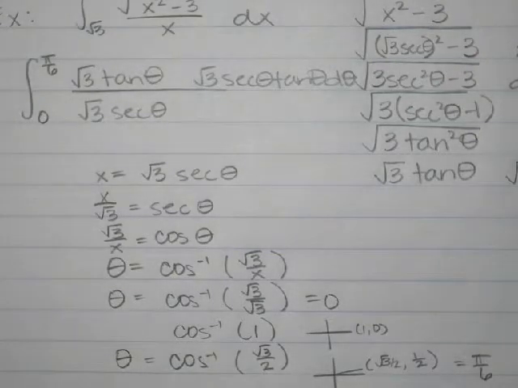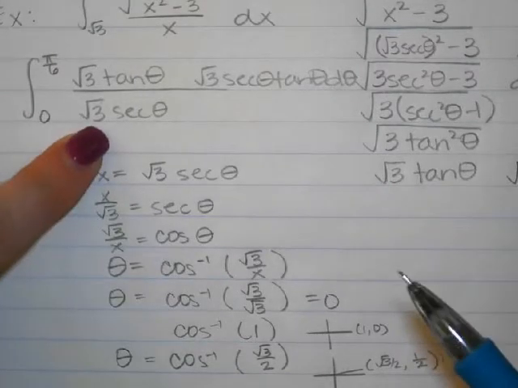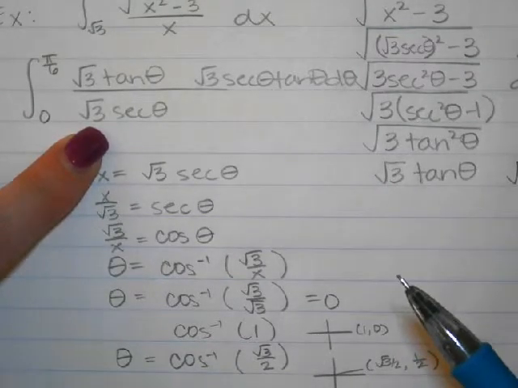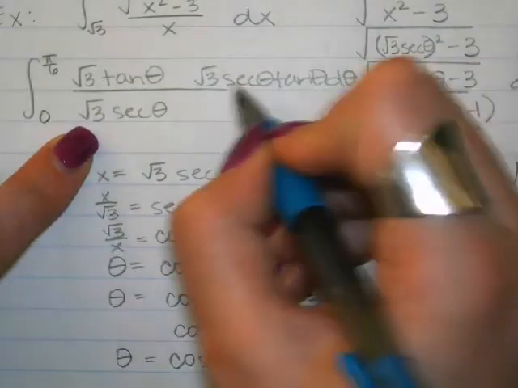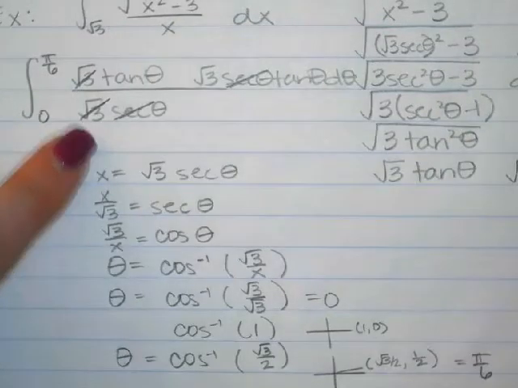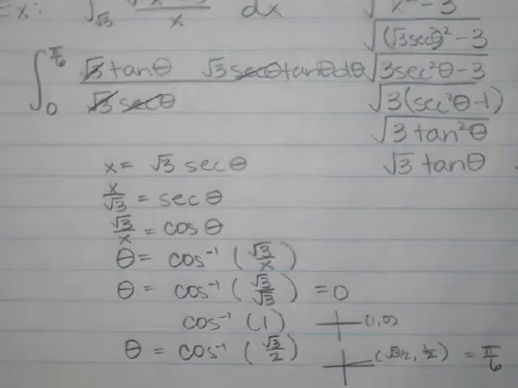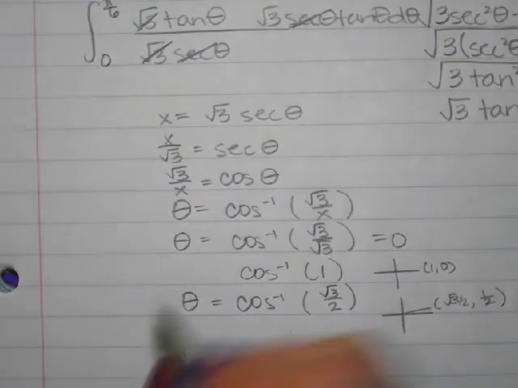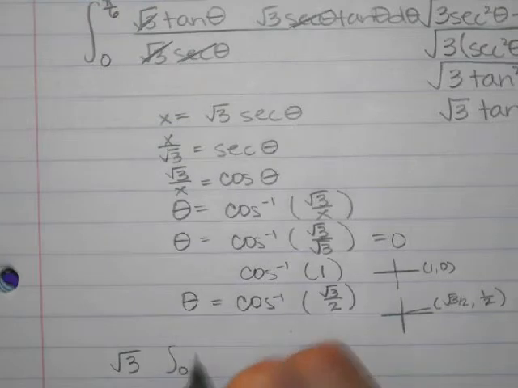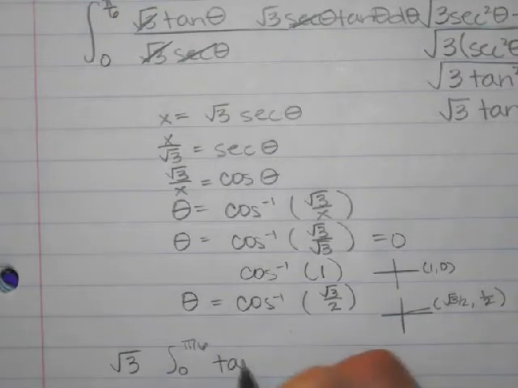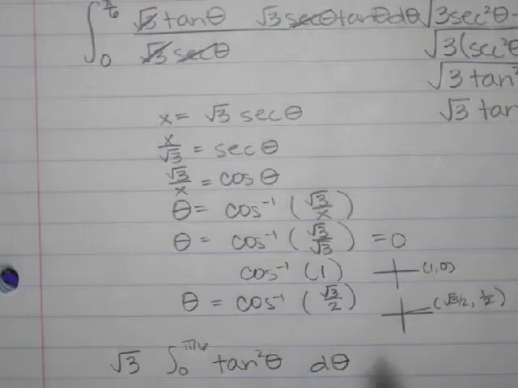No, you can leave it like this. All right. So what do you guys see that cancels? Yeah, the secants and root 3s. And so what do we have then? So tan squared theta d theta. Okay.